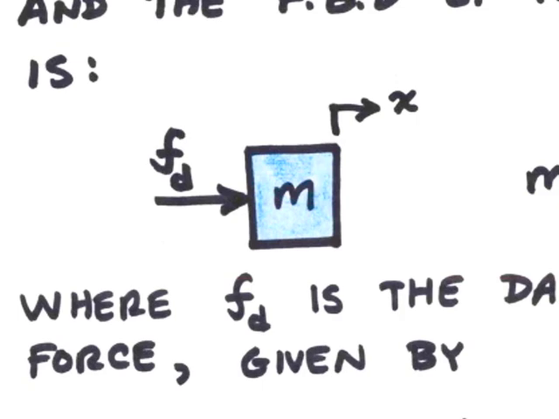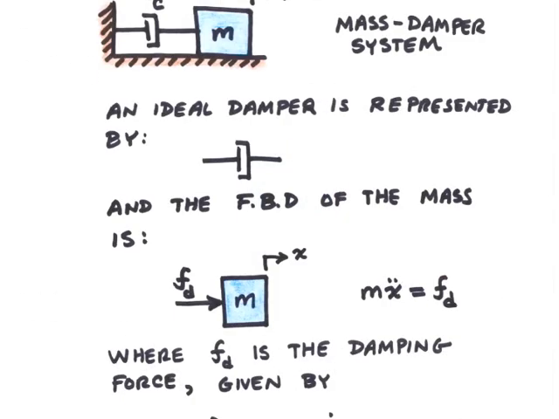We'll have, in this case, the mass being acted upon by a damping force, labeled Fd. And I've drawn this to the right. This doesn't mean that the damping force is actually acting to the right. It just means this is the positive direction for the damping force. From the free body diagram, I can write the following equation of motion. M x double dot equals F sub d.